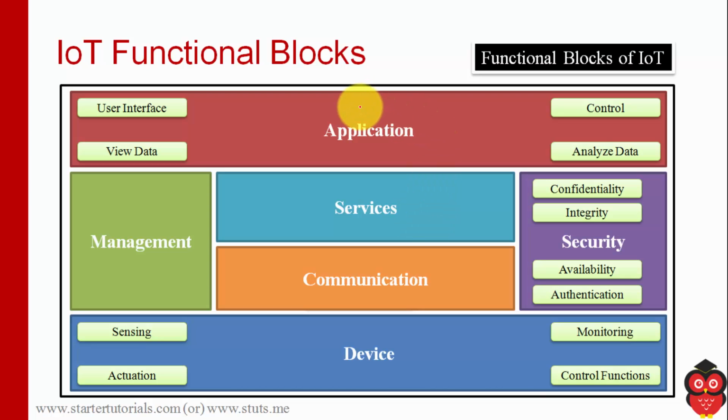So first let's look at IoT functional blocks. So when you look at an IoT system as a whole, what are the different functional blocks or functional components we will be looking at? So these are the 6 functional blocks. We have device, communication, services, application, security, and management.